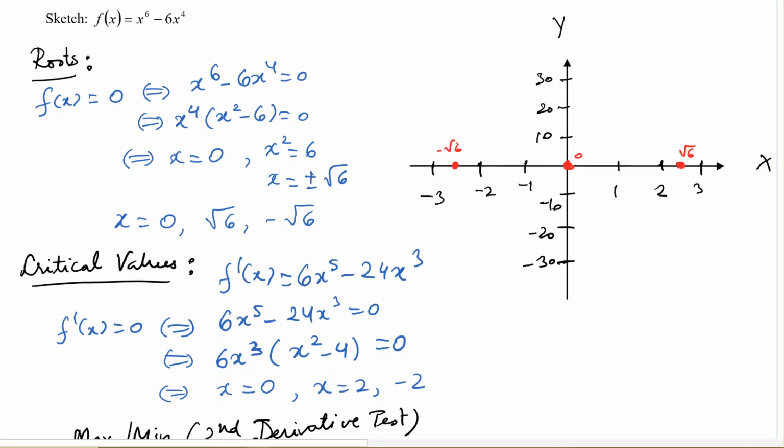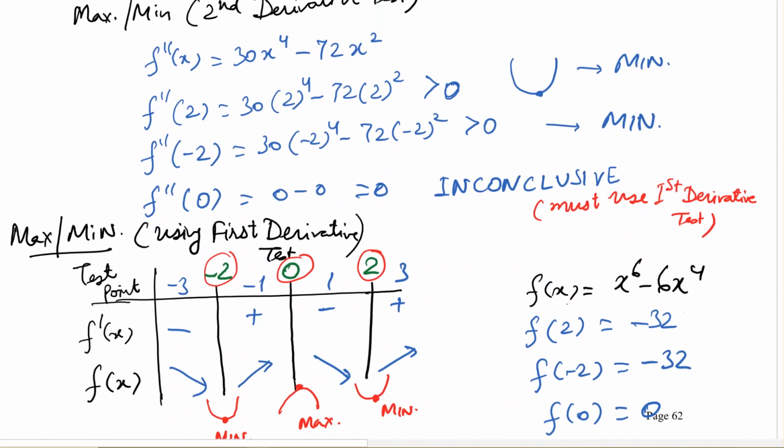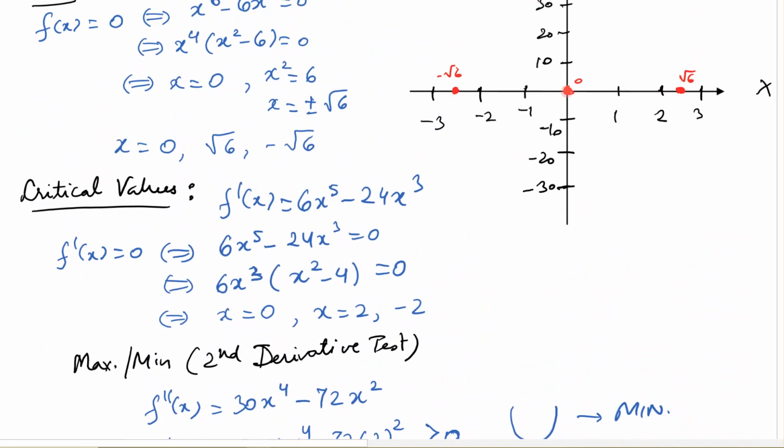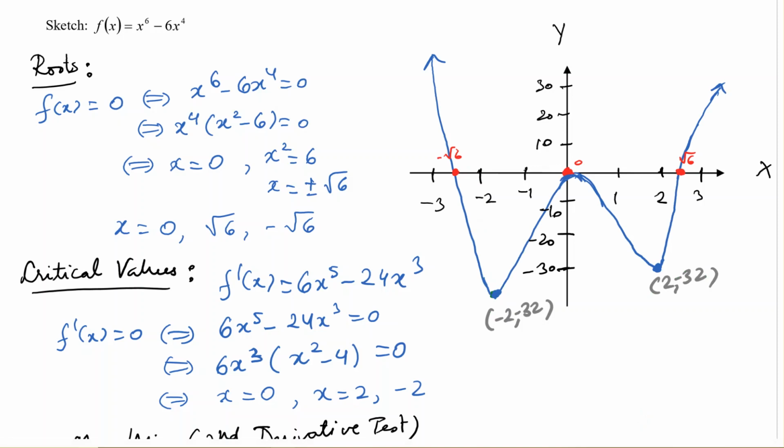Then we're going to decide on the maximum and minimum values. The maximum value happens at 0, so the maximum value is 0, which is this point. And then the minimum values are at 2, negative 32. That's going to be somewhere here. So 2, negative 32, and similarly negative 2, negative 32. These are going to be our min values. Now I'm going to join these points together in a curve. So roughly this is what our curve is going to look like. I just joined all the points together.